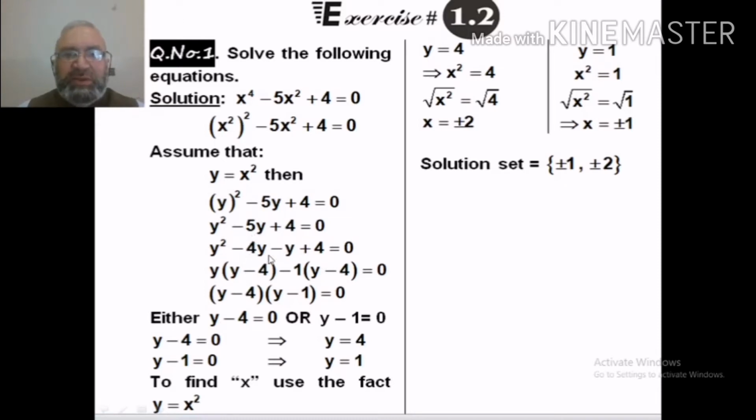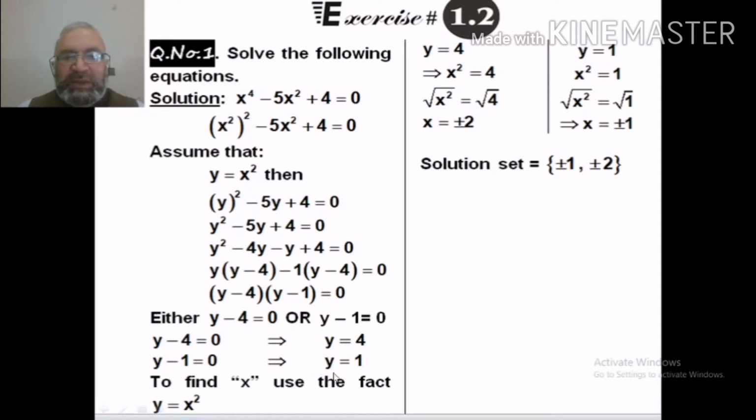y square minus 4y minus y plus 4 equal to 0. So y is common, y minus 4; minus 1 is common in the next 2 terms, y minus 4 equal to 0. We get y minus 4 into y minus 1 is equal to 0. Either y minus 4 equal to 0 or y minus 1 is equal to 0. So solving this, we get y is equal to 1 and 4.